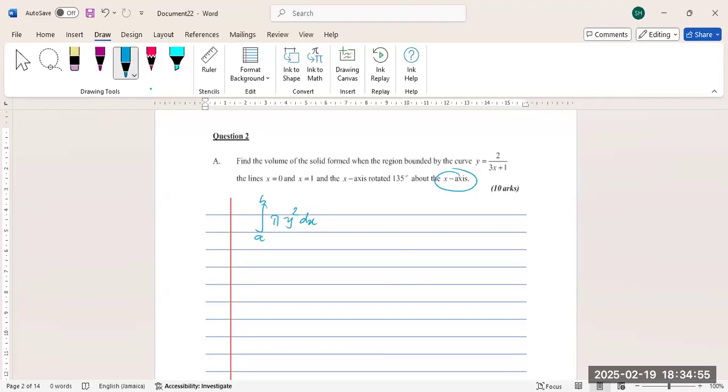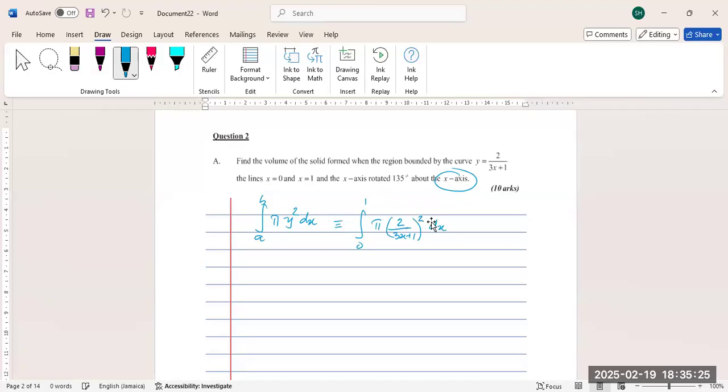Yes, sir. Good. Which is now going to be upper limit is 1, lower limit is 0. Function is 2 over 3x plus 1, squared. Good job, sir.